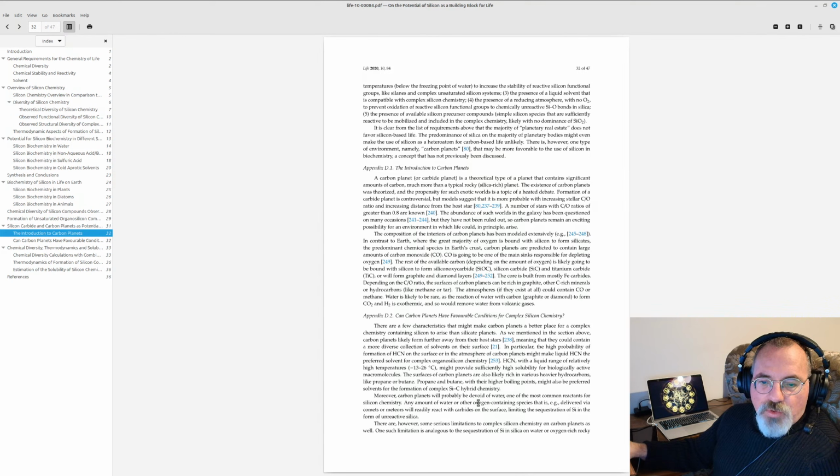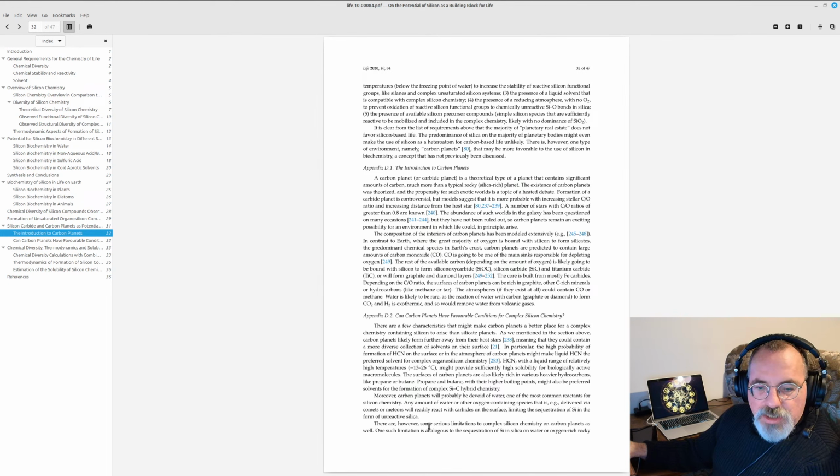Any amount of water or other oxygen-containing species that is, for example, delivered via comets or meteors will readily react with carbides on the surface, limiting the sequestration of silicon in the form of unreactive silica. There are, however, some serious limitations to complex silicon chemistry on carbon-rich planets as well.